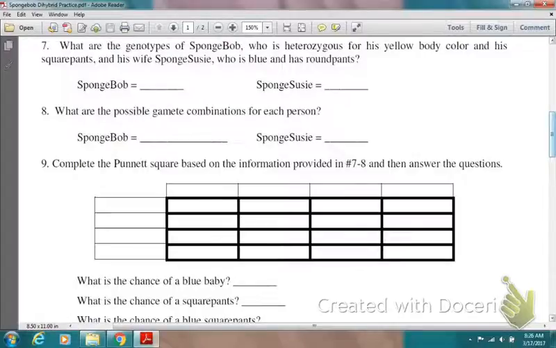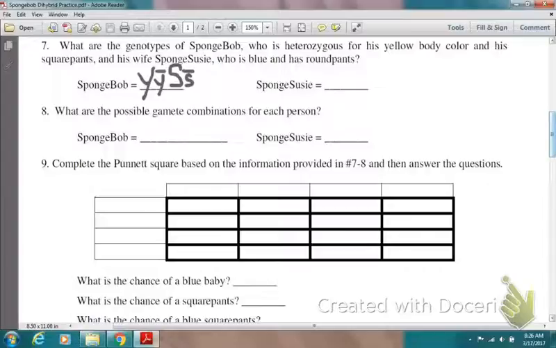All right, on number 7, it says, what are the genotypes of SpongeBob, who is heterozygous for his yellow body color and his square pants? So he's heterozygous for both. And his wife, Sponge Susie, who is blue and has round pants. Okay, so I want you to figure those out. So he's heterozygous for yellow body color, and he is heterozygous for square pants. Okay, so is that what you got for him? Big Y, little y, big S, little s?